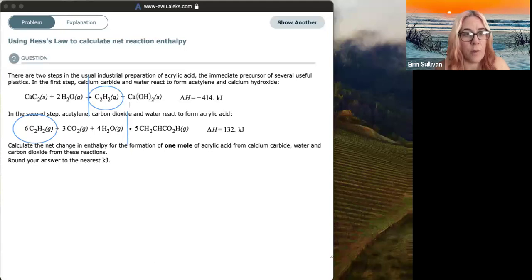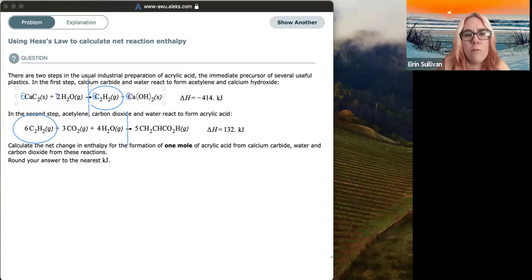So we have to multiply everything in step 1 by 6 in order for that C2H2 to cancel out. So that means 6 calcium carbide. 2 times 6 is 12 waters. Can I just write a 1 in here? Let's try it. 12 waters, and then you're going to form 6 C2H2 and 6 calcium hydroxide.